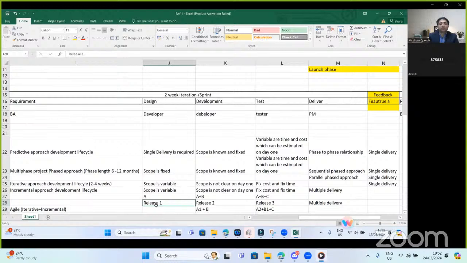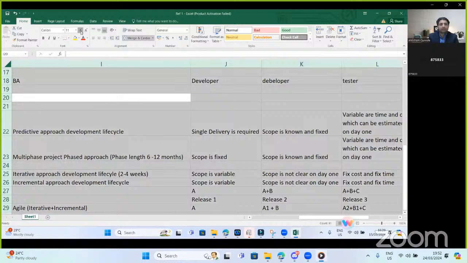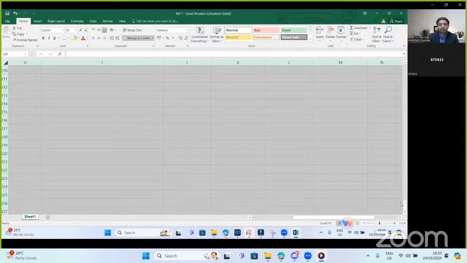Can you kindly make the font bigger? Yeah. Is it readable now? Just kindly draw the lines so it doesn't mix up. Yeah, it's mixed up. Let me just... I mean, just draw a border line in Excel. Yeah.